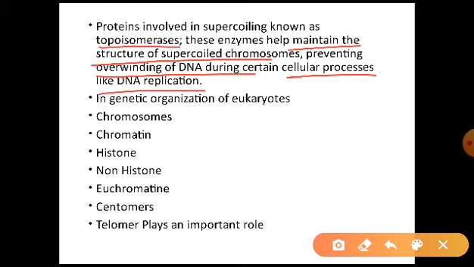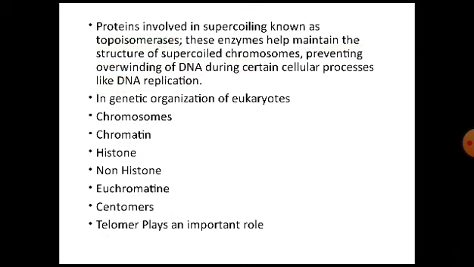In the genetic organization of eukaryotes, the following play the major role. These are the chromosome, chromatin, histone, non-histone, euchromatin and centromeres and telomeres. These are the parts of chromosome and they play a very important role in the packaging of the genetic material of eukaryotes.